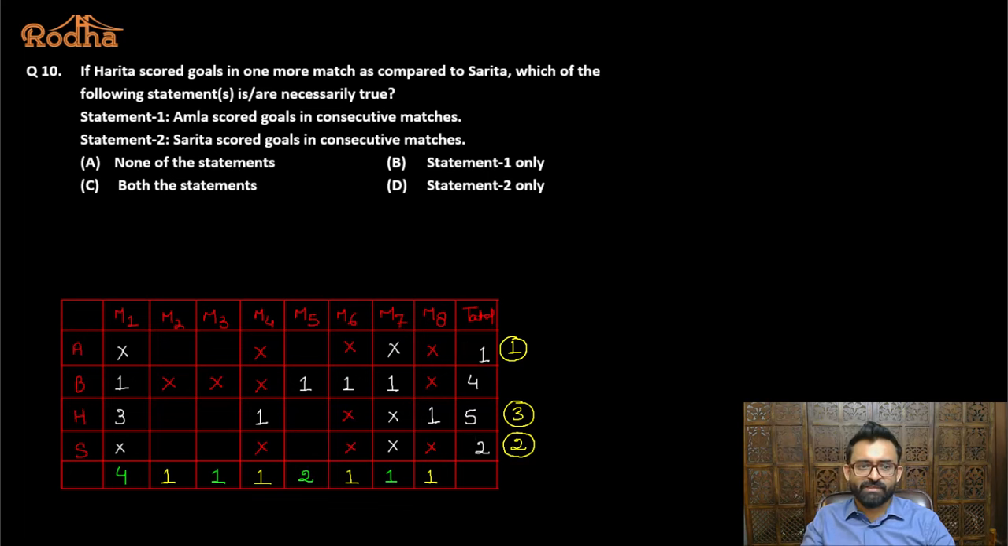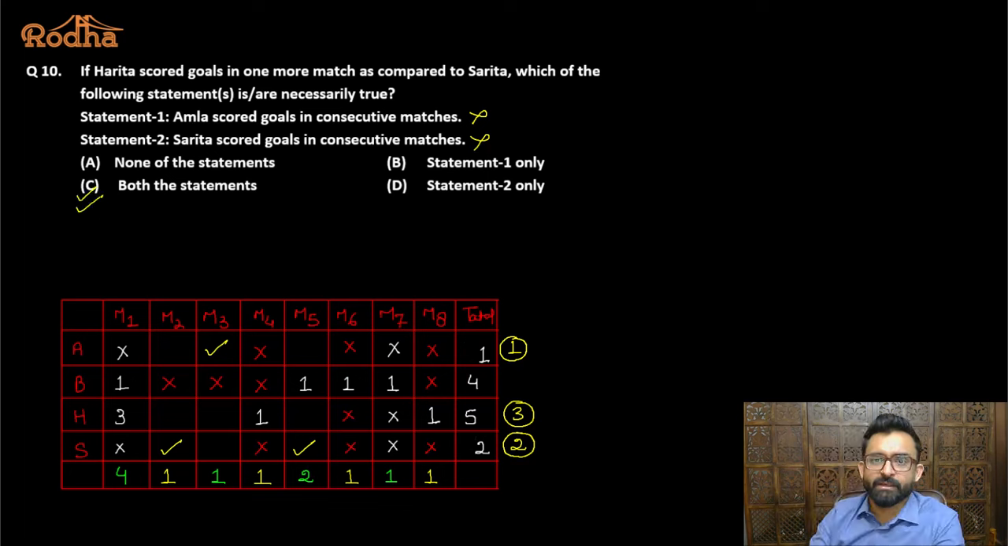Fine. Let's answer what the question is asking for. Which of the following statements is necessarily true? Amala scored goals in consecutive matches. That's absolutely not true, because she did not score even 2 goals, forget about consecutive. Sarita scored goals in consecutive matches. That is not necessarily true, because Sarita scoring goals here and here is a possibility, and Amala scores here. So that is not necessarily true. The question is asking for necessarily true. So the answer is both the statements are not necessarily true.